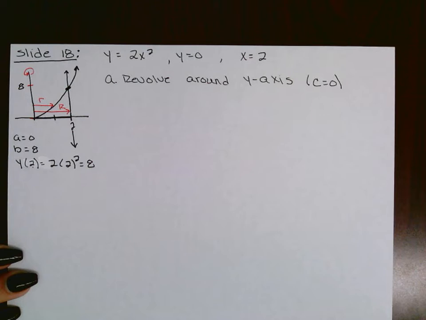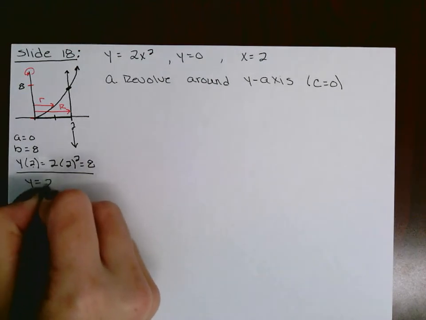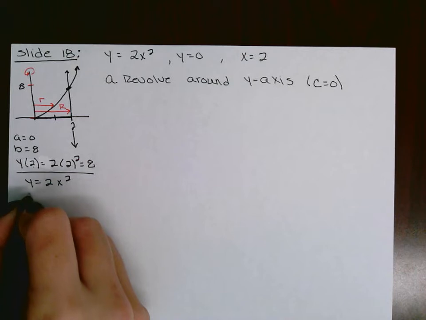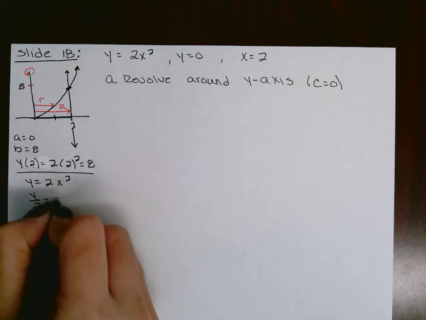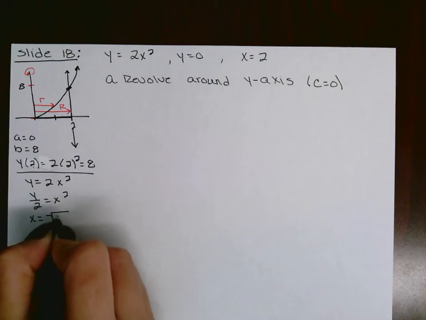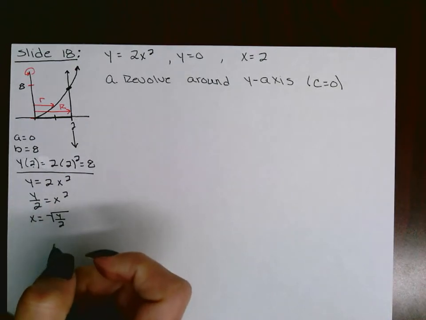Okay? The second thing I need to do before I can solve this is rotating horizontally. So I need everything in terms of y. So y equals 2x squared. I'm going to divide the 2 and square root it. So I have x equals square root of y over 2.